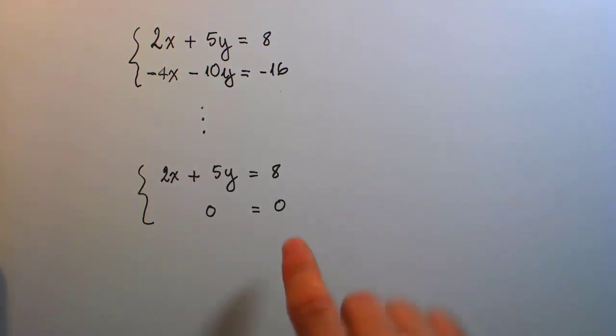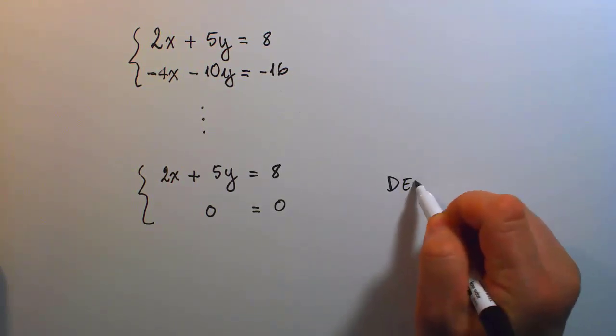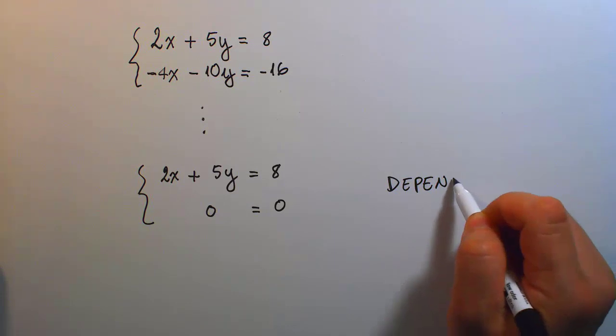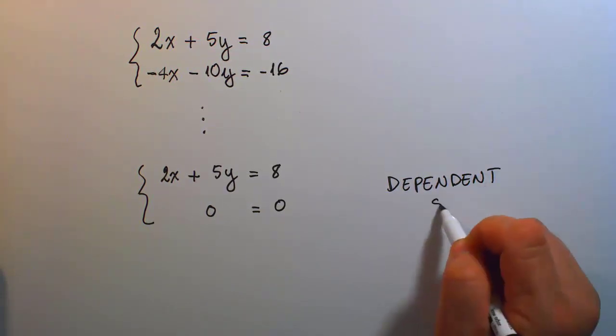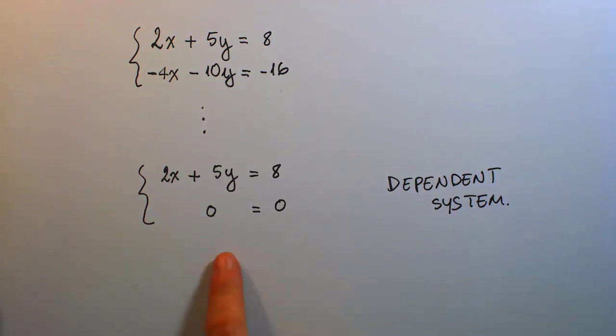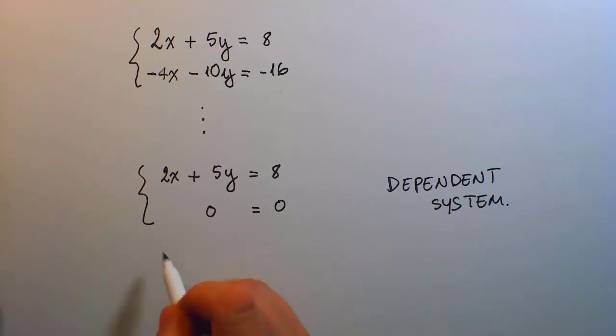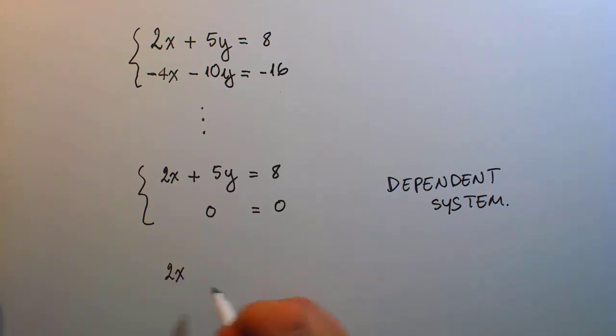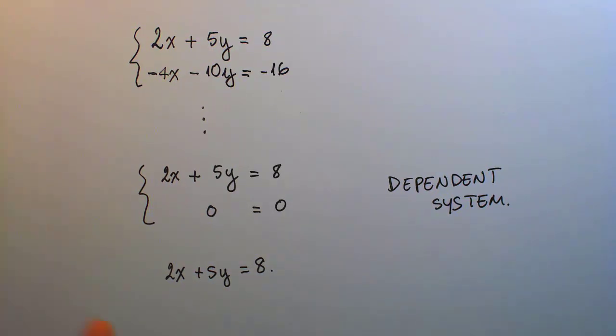This is a reminder of what a dependent system means. So to make it easy, let's just write it down as only one single equation. Our remaining single equation is 2x plus 5y equals 8. My aim in this video lesson, once again, is to learn how to parameterize the solution. Here we already have the solution, but we want to parameterize it.